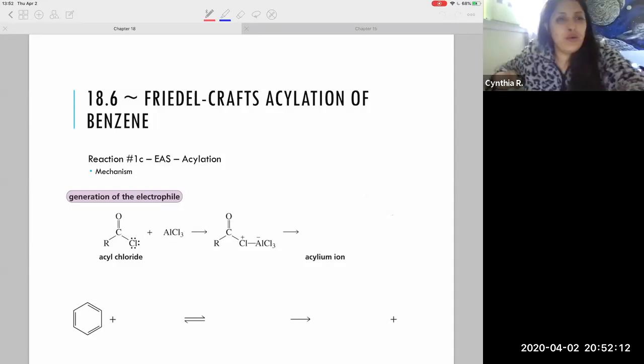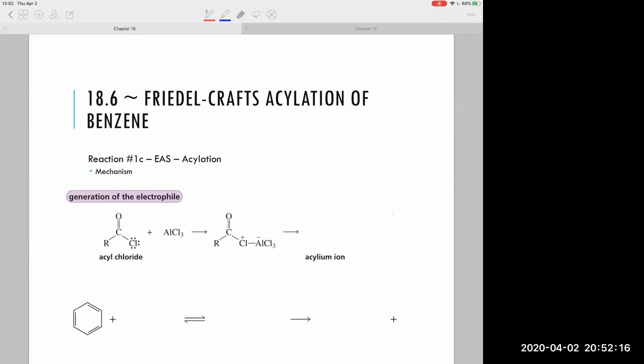I thought LDA was the banging base. It's a banging base, yes. Now we're figuring out some banging electrophiles here. Oh, that's right.